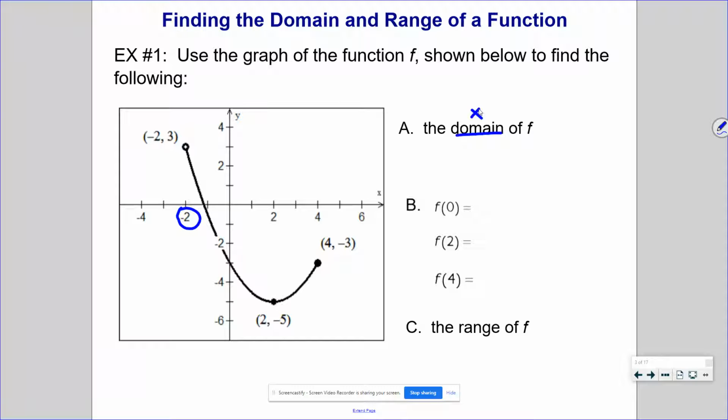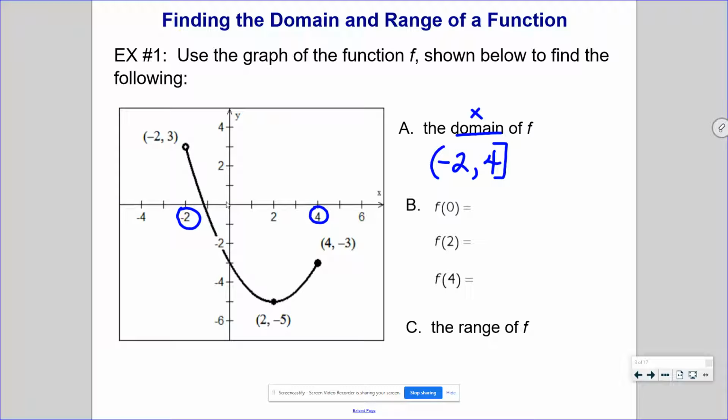Domain is x, start at -2, and they go all the way until 4. Now, there is an open circle at -2, which means that point doesn't actually exist. It's not filled in, but there is a filled in point at 4. So we would use a parentheses at -2, and we would use a bracket at 4 to show that that point is included on the graph.